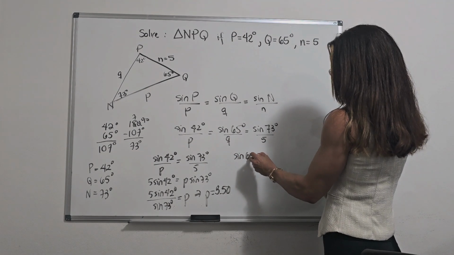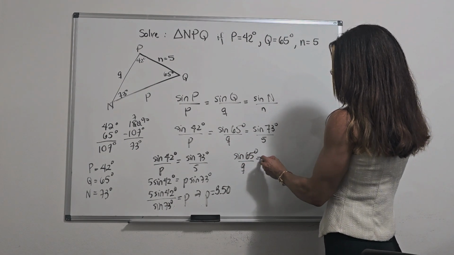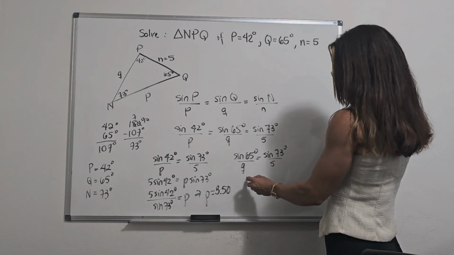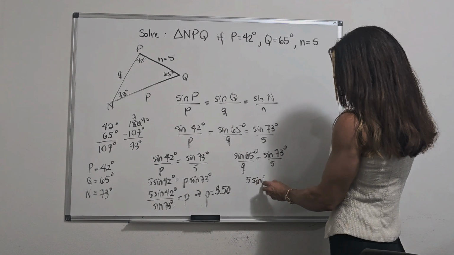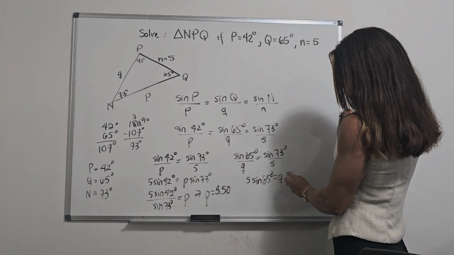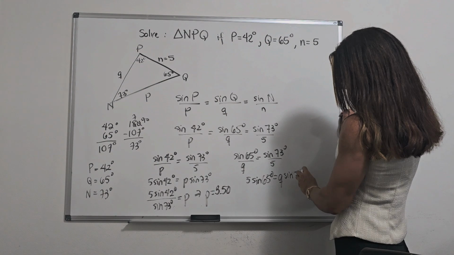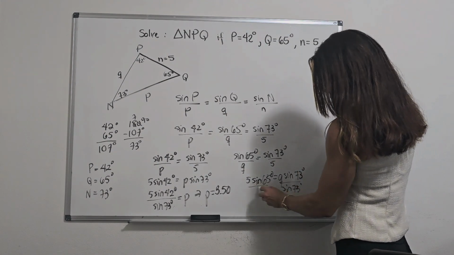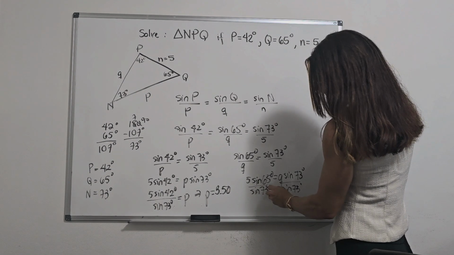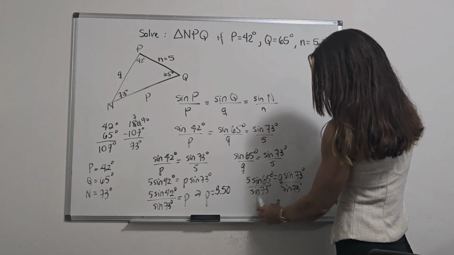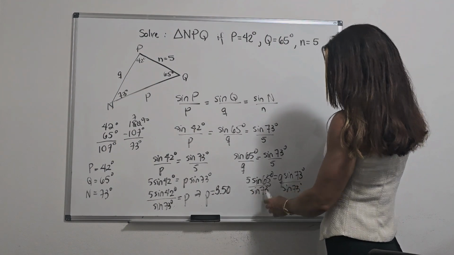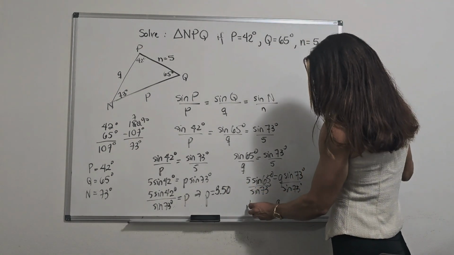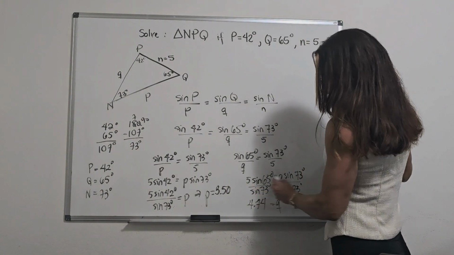In a similar way, I can use this too. Sine of 65 over Q is equivalent to sine of 73 over 5. Same idea, I cross multiply, so 5 times sine of 65 is equal to Q sine of 73. Once again, I divide on both sides by sine of 73, and we have Q equal to 5 sine of 65 over sine of 73. I found the measurement in advance, so Q is approximately 4.74 units.